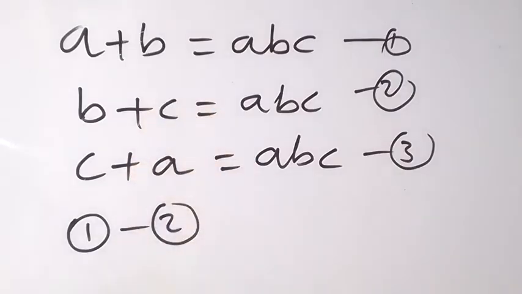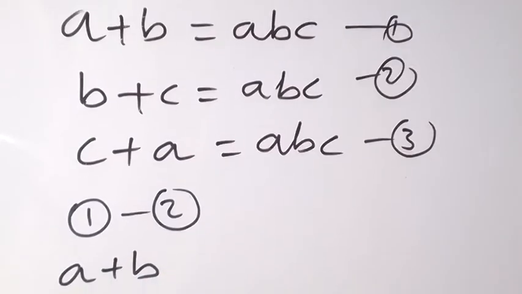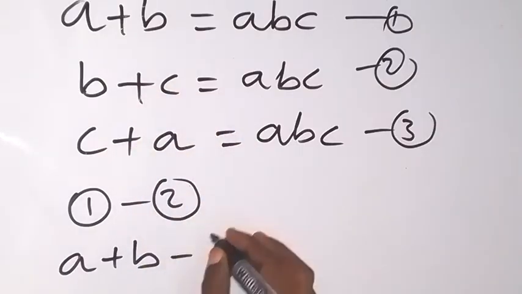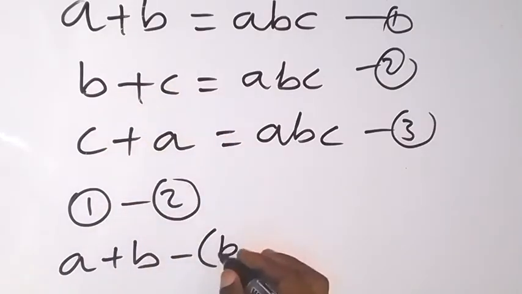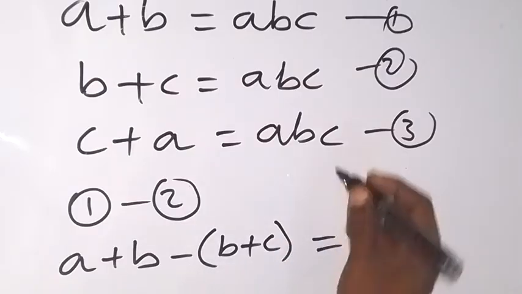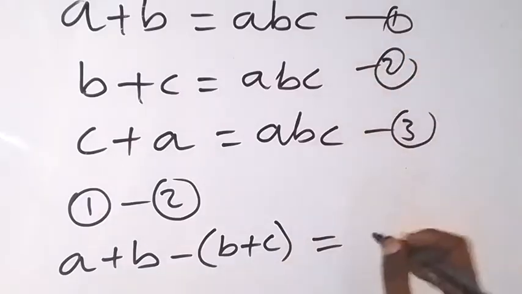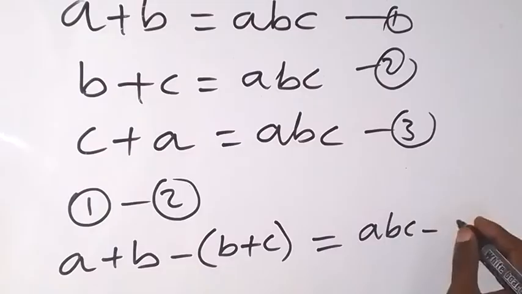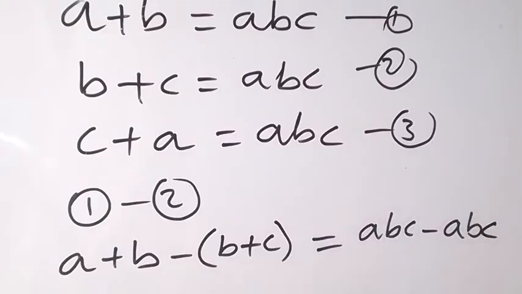On the left hand side, we have equation 1, that's A plus B, then minus equation 2 on the left hand side, that's minus (B plus C). So we need to use a bracket because we are subtracting. Then equals, on the right hand side, we have ABC, then minus ABC.